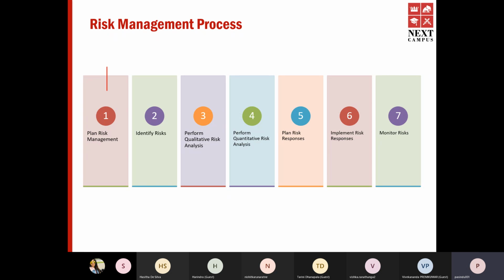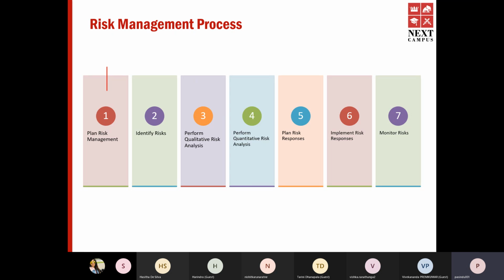When it comes to human resources, this is my threshold. So in plan risk management, you would have thresholds, reporting criteria, and monitoring frequencies. All that you would decide in your plan risk management sub-process.